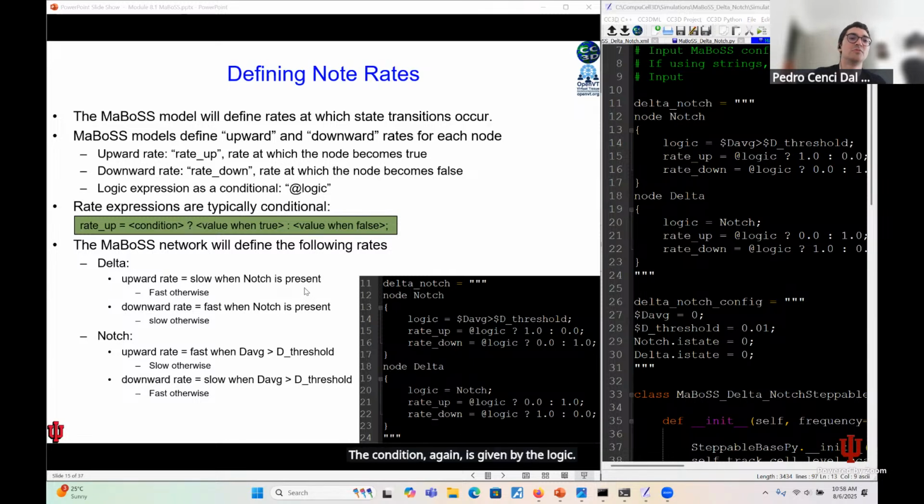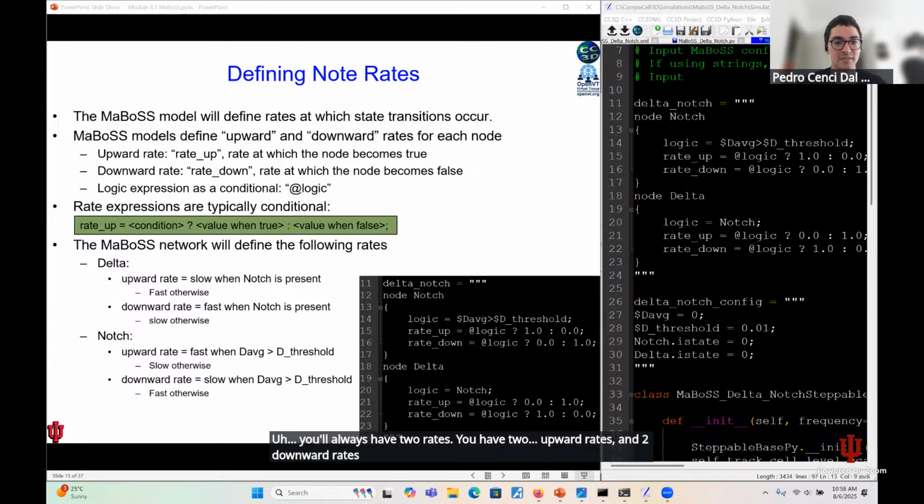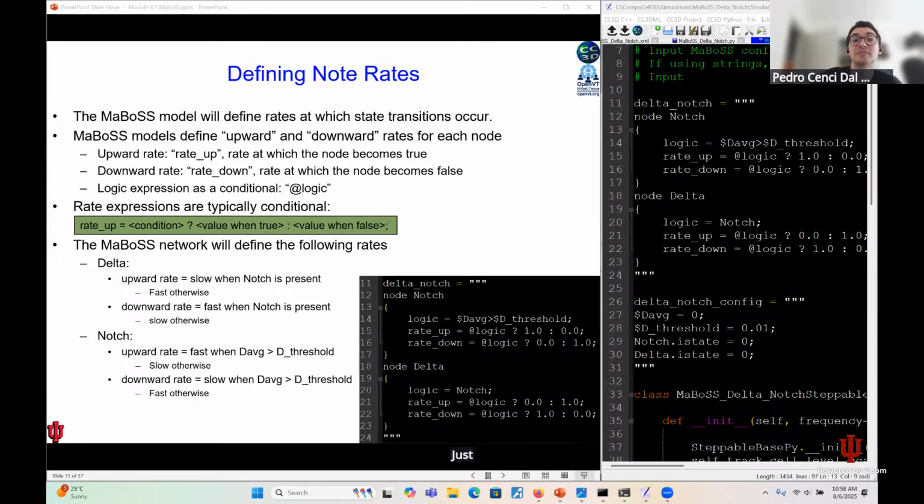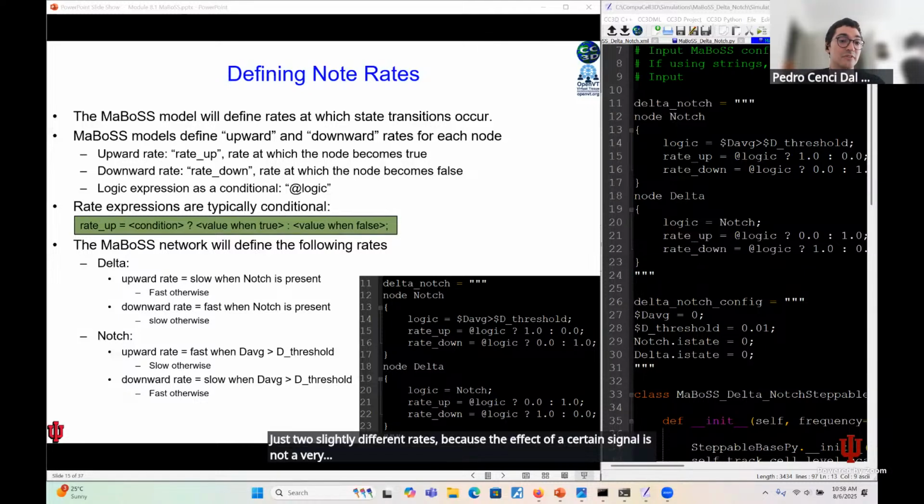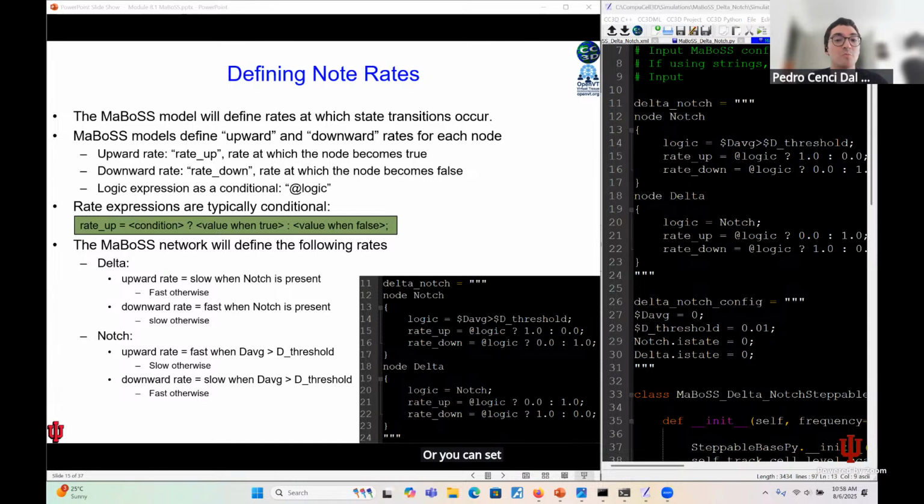You always have two rates. You have two upward rates and two downward rates, as I was answering to Anastasia. So you may want to introduce, for example, just two slightly different rates because the effect of a certain signal is not very strong. Or you can set a small rate to represent stochasticity. So that's why you often need two rates.